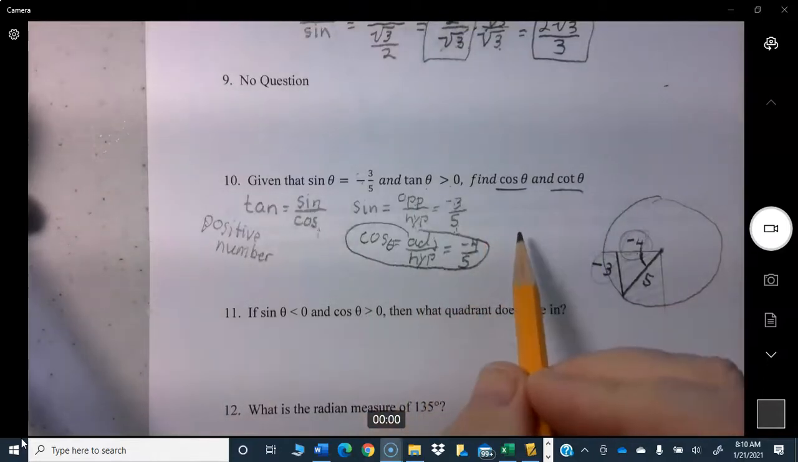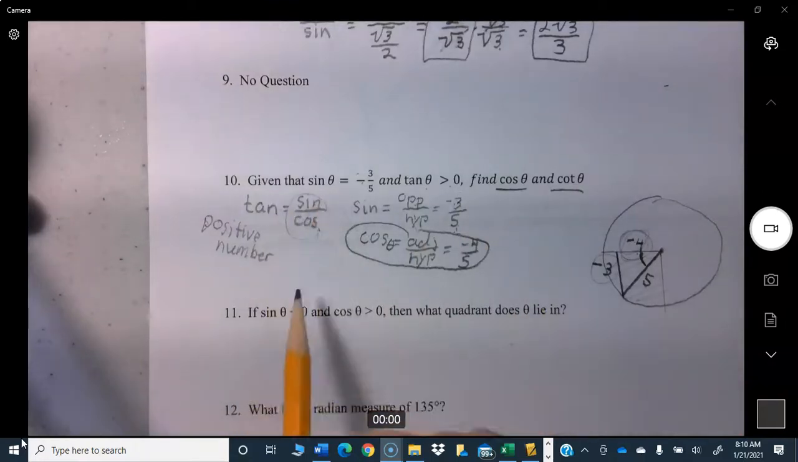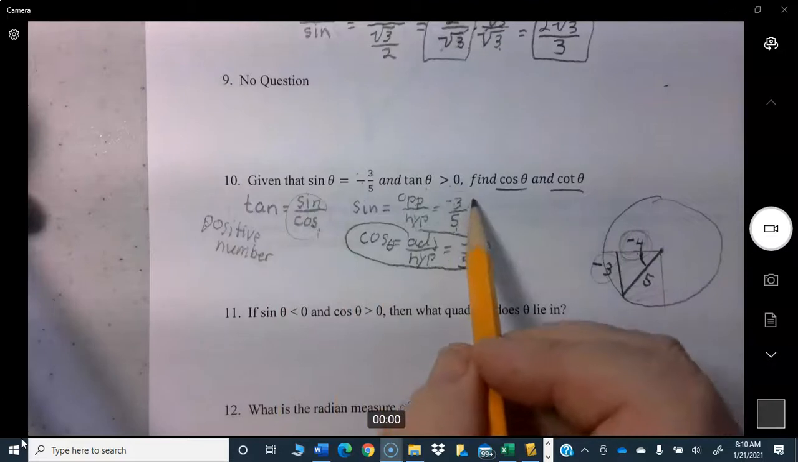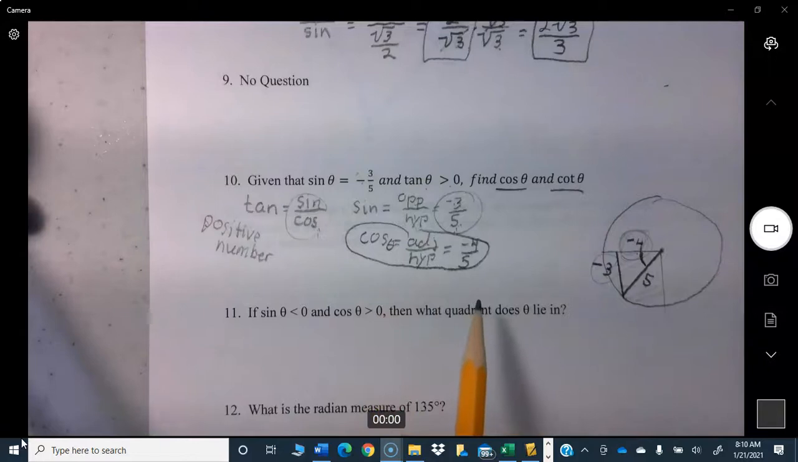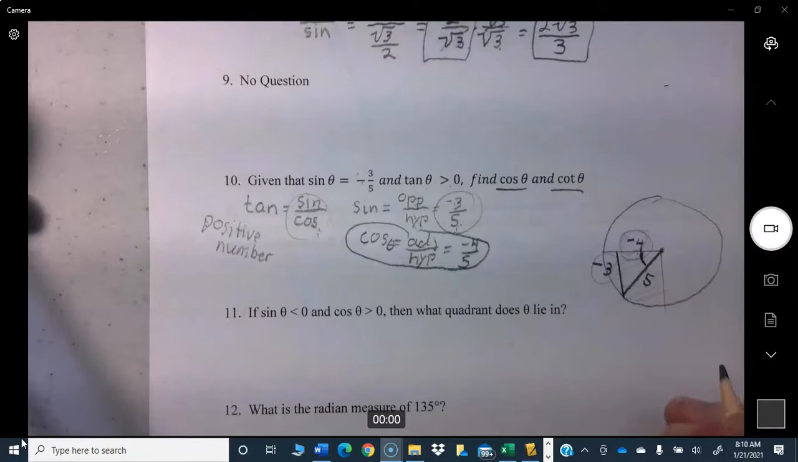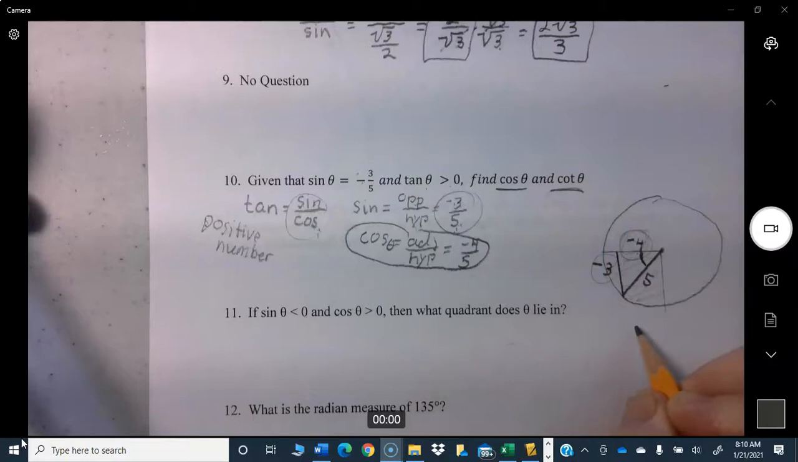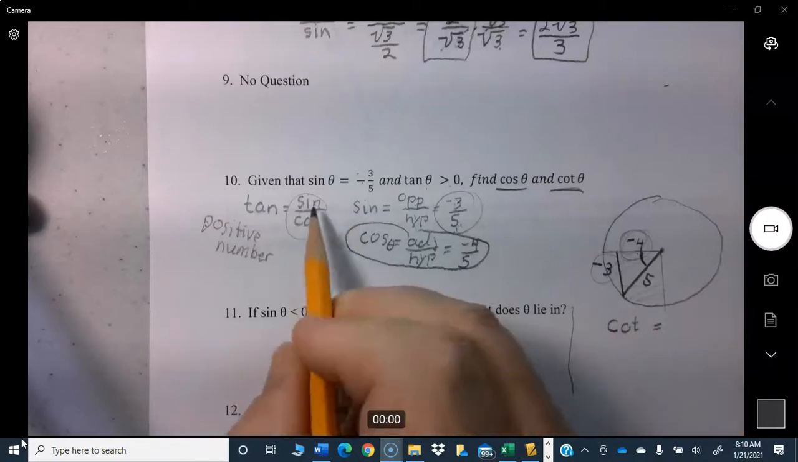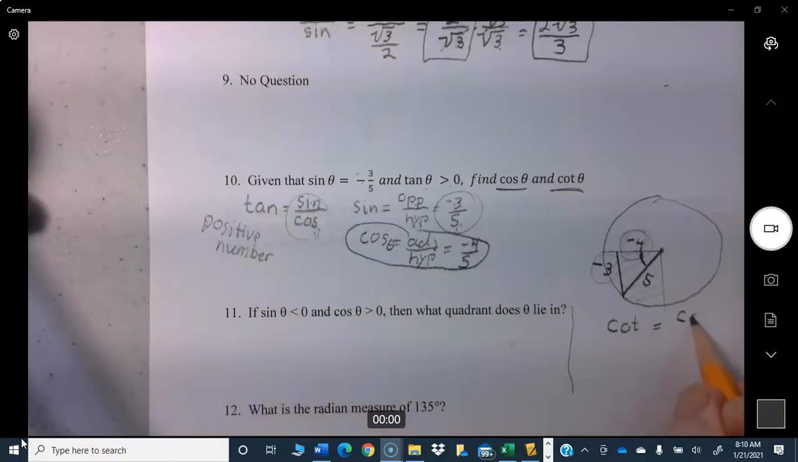Now, cotangent is the reciprocal of the tangent. Okay, so we have the sine right here, -3 over 5. We have the cosine, -4 over 5. So let's write the tangent first. Well, we don't have to. Let's just go ahead and write the cotangent. I'm going to steal a little space down here. So the cotangent equals, the tangent is sine over cosine, cotangent is the reciprocal of that, it's cosine over sine.